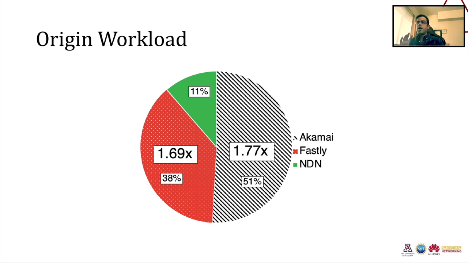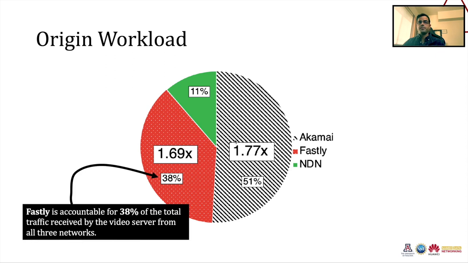When we compare the traffic received by the video server from each network during the two-week experiment, we will end up with this figure. This pie chart shows the total amount of traffic received by the video server from all networks, and each slice in this pie chart shows the contribution of each network to the total amount of traffic. For example, we can see that Fastly is accountable for 38% of the total traffic received by the video server from all the three networks.